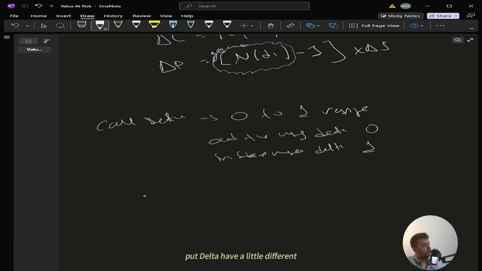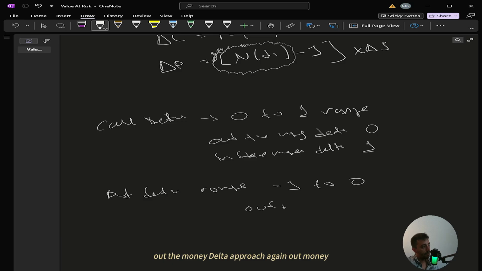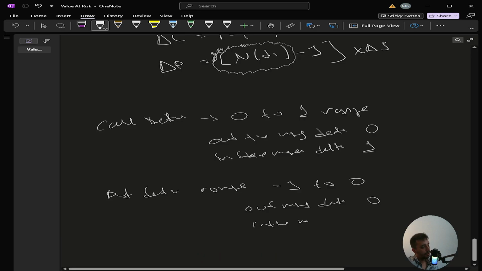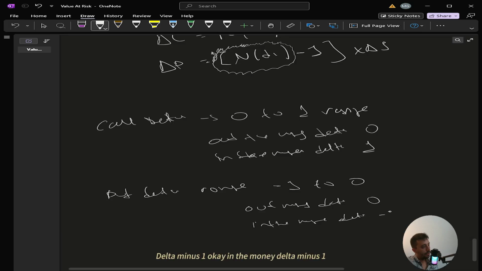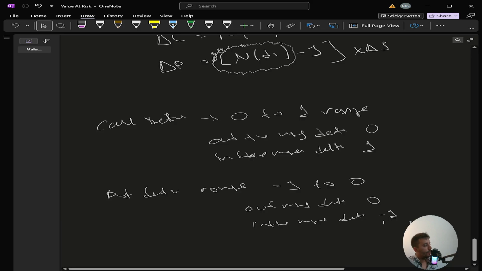Put delta is a little different; it has negative values here. Put delta ranges from minus 1 to 0. Out of the money, delta again approaches 0. In the money, delta approaches minus 1. What does that mean, guys?